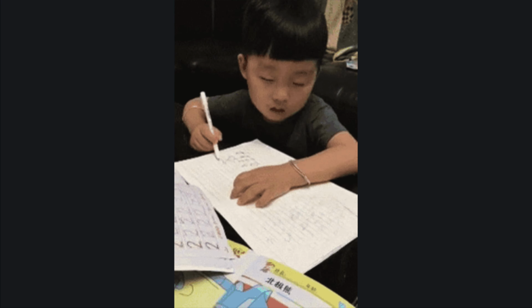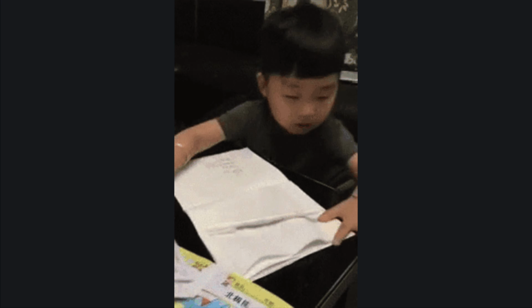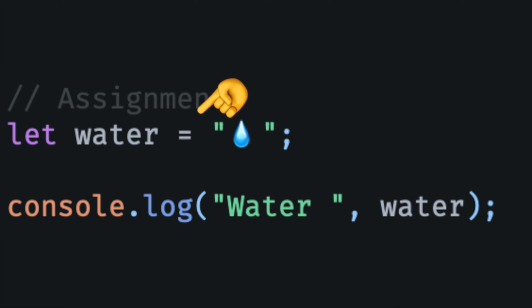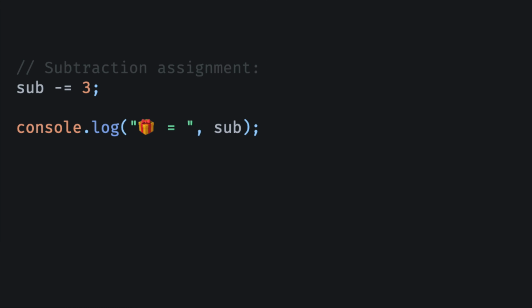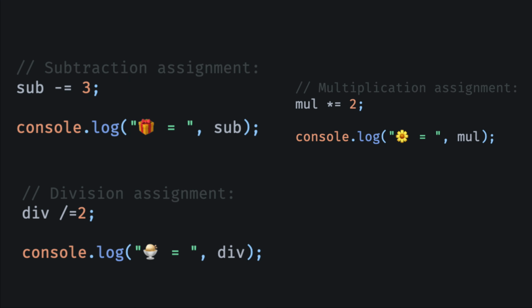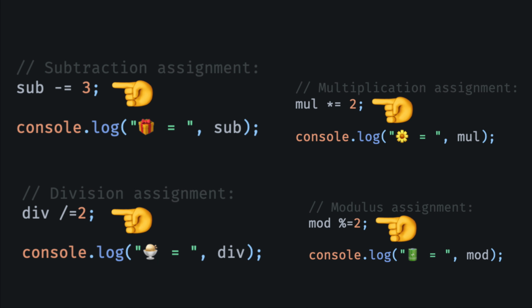The second type of operators is assignment operators. The first one is assignment, putting an equal sign between the variable and its value. The addition assignment works almost the same way with a little adjustment, adding a plus sign before the equal sign. So it means add a certain value after the equal sign to the variable. You can achieve subtraction, multiplication, division, modulus, or any mathematical operation in the same way as addition, by adding the sign before the equal sign, then the value.